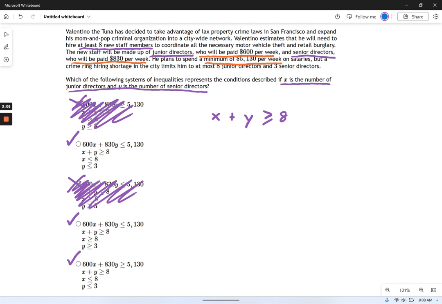Okay, so if you notice, all of our choices right now have 600 times X and 830 times Y. That's $600 times the number of juniors plus 830 times the number of senior directors. Okay, that's Y. And now the question is, well, how much is this total? What's the total amount going to salaries? It has something to do with 5,130. Okay, we know that. And if you read this carefully, it says a minimum of 5,130, which is another way of saying at least. So that's going to be greater than or equal to.